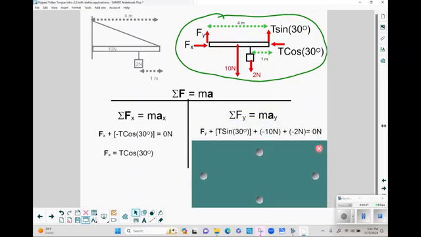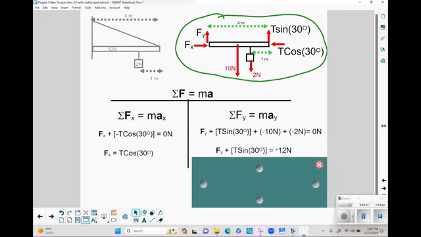Looking at the y side, I can say Fy plus T sine 30 plus the negative 10 plus negative 2 must equal 0. In short, the 2 forces up must equal the 2 forces down. So Fy plus T sine 30 must equal 12 newtons. But again, I don't know T, so I can't solve for Fy. And I can't cross over like we did in projectile motion because I don't know Fx to use for T.